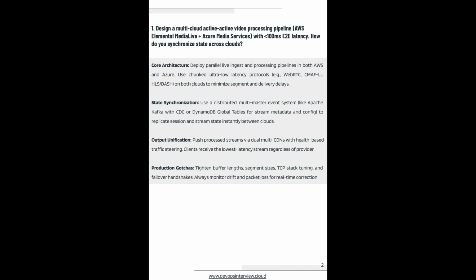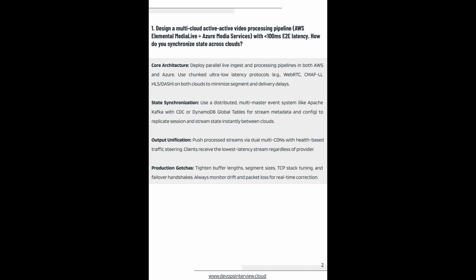The state synchronization bus powered by the database and CDC is like a digital walkie-talkie system, instantly telling both studios every single update. And the multi-CDN delivery and smart routing, that's like the network of broadcast towers and the traffic controllers automatically switching viewers to the best signal if one tower has issues.